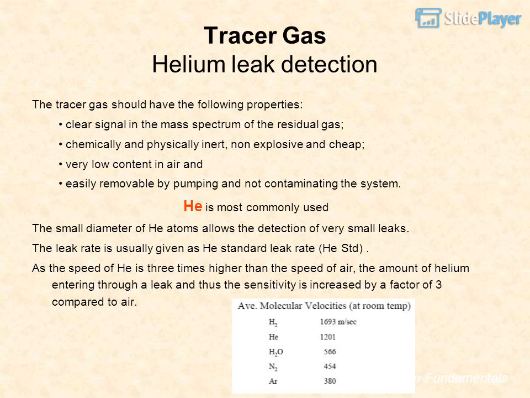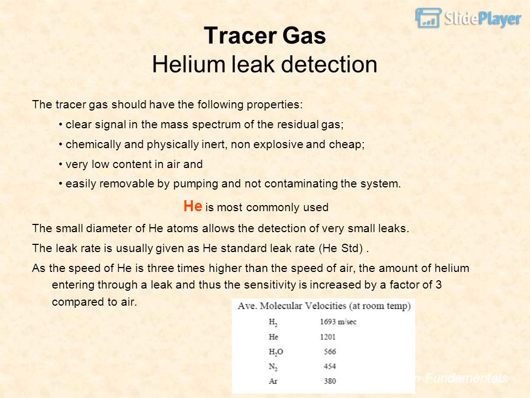Tracer gas helium leak detection. The tracer gas should have the following properties. Clear signal in the mass spectrum of the residual gas. Chemically and physically inert, non-explosive and cheap. Very low content in air and easily removable by pumping and not contaminating the system.